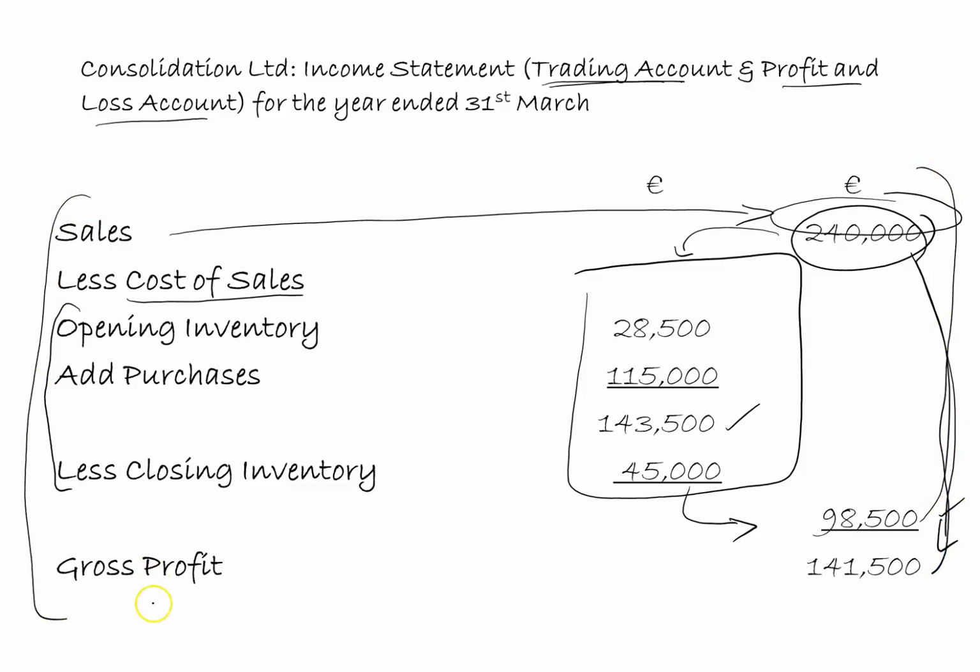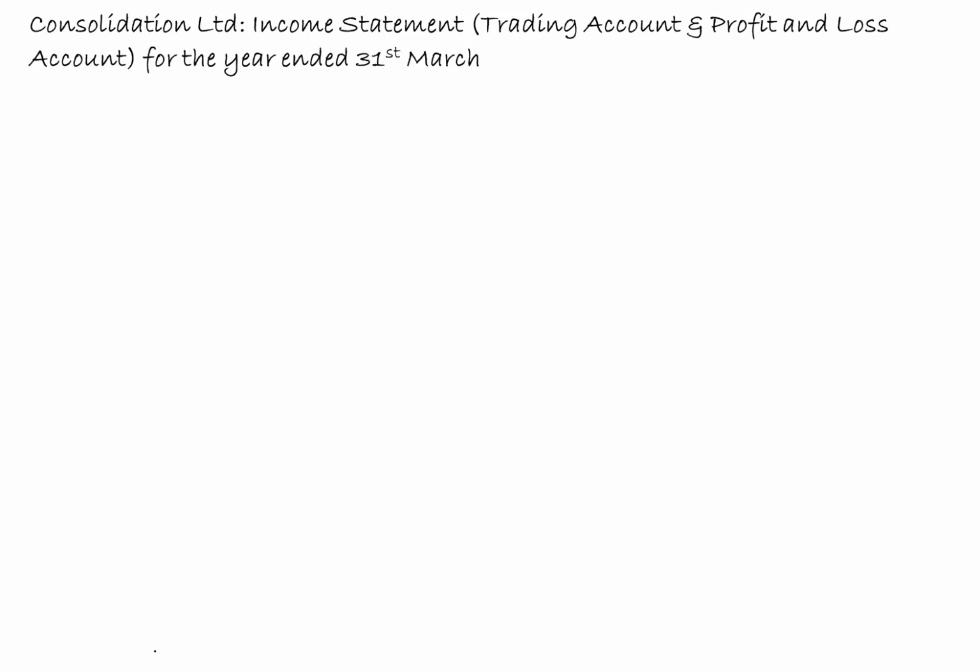Now the rest of the income statement continues straight on down. It's all one statement. I don't have enough space here, so I'm just going to go on to the top of the next page. So top of the next page, I'm continuing from above, so this is coming down. The gross profit, 141,500. So what I'm going to do now is subtract my expenses from my gross profit.